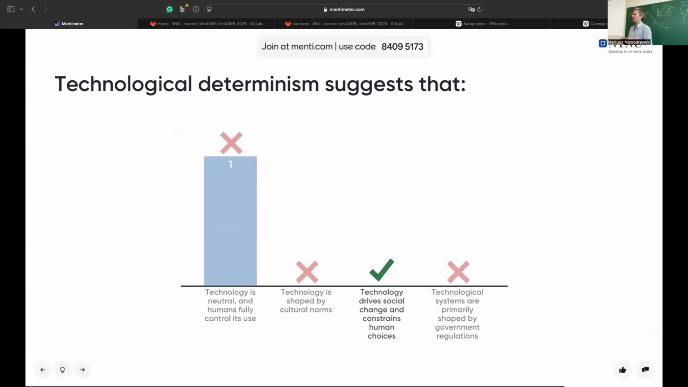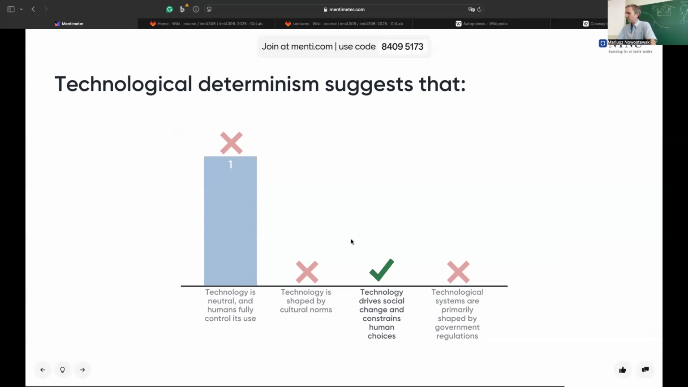So if you're not a technological determinist, then you think that the technology is neutral. But if you are a technology determinist, then you think that it is the technology which drives the social change and kind of makes humankind do what they do, right? So it constrains our choices, and it also influences the decisions that we make and shapes the next technology wave, right? So the technology drives the process.